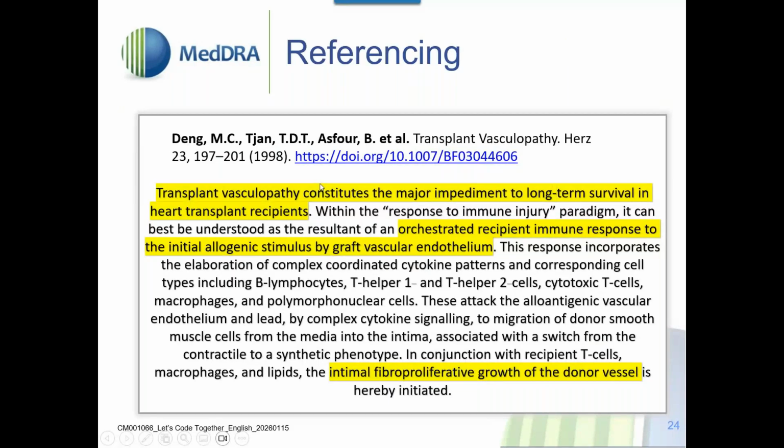So we went to try and find a reference in medical literature, and we found that transplant vasculopathy constitutes the major impediment to long-term survival, particularly in heart transplant. With response to immune injury, it can be best understood as the resultant of an orchestrated recipient immune response to the initial allogenic stimulus by graft vascular endothelium. So what this is saying, it's a reaction in the patient to having a transplant, and it's often used in reference to heart transplant. It's where, if we see at the bottom, the intimal fibroproliferative growth of the donor vessel. So the inner lining of the vessels have fibers and things growing on them, and it's the donor.